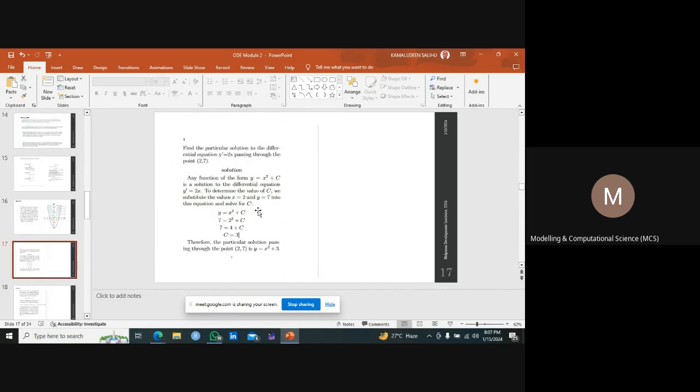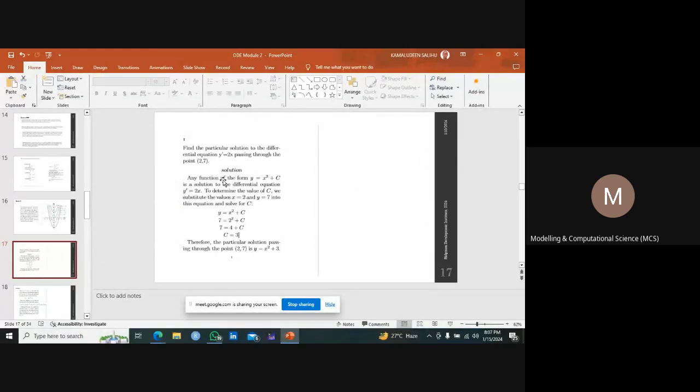So let's take more examples on the particular solution. Find the particular solution to the differential equation y prime equals 2x passing through the point (2, 7). And when you have this type of pair, it means the first one is for the independent variable, while the second is for the dependent variable. So in a nutshell, 2 is for x, 7 is for y.